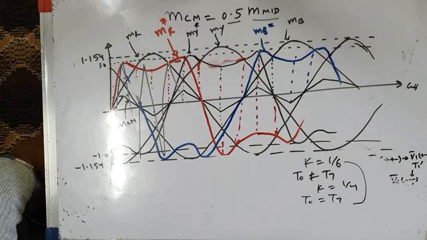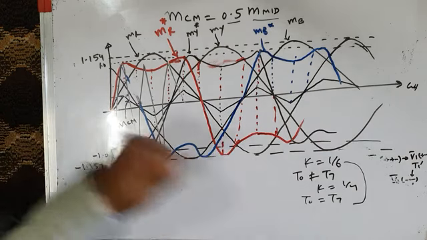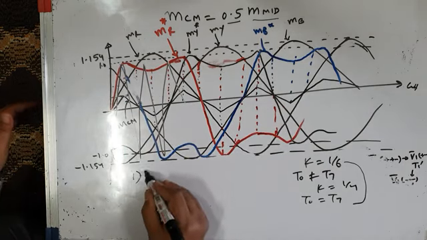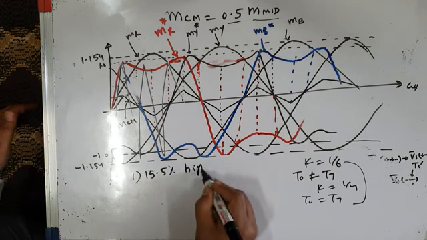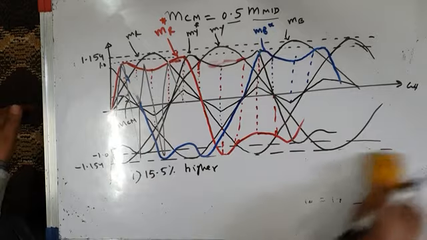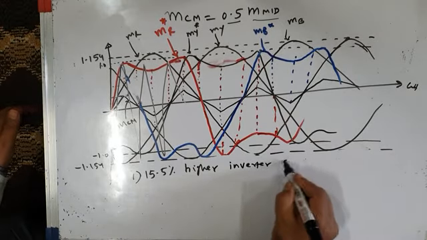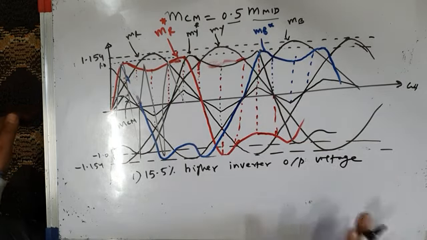So therefore, it means that instead of having space vector PWM, we can have triangle comparison based PWM like this, which will give the same results as space vector based PWM. That means, number one, it will give 15.5% higher inverter output voltage, which is also given by the conventional space vector PWM technique.